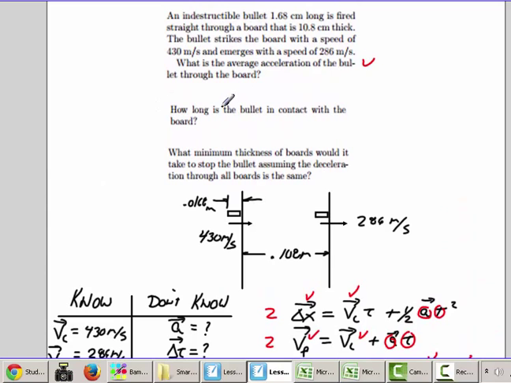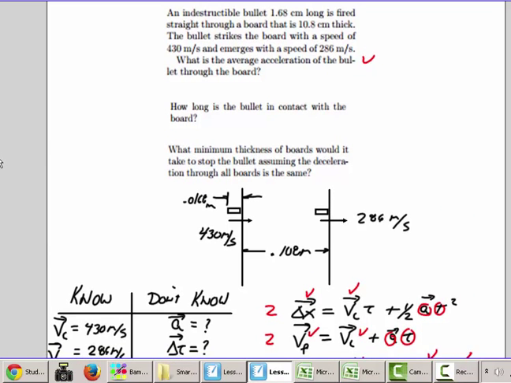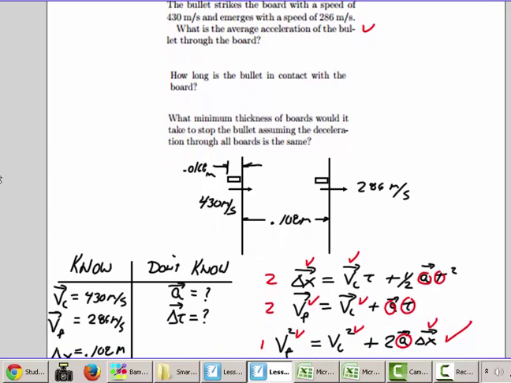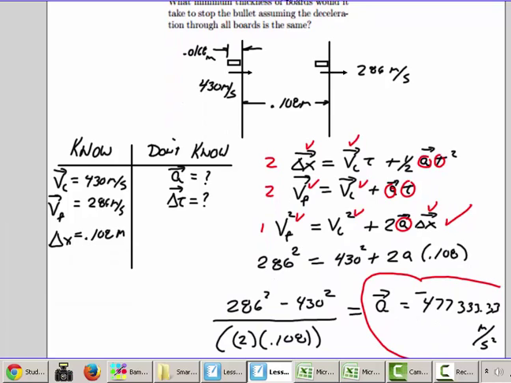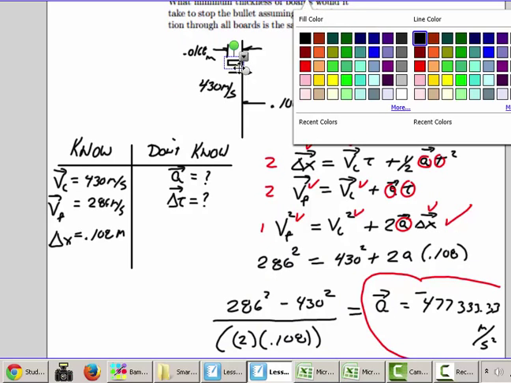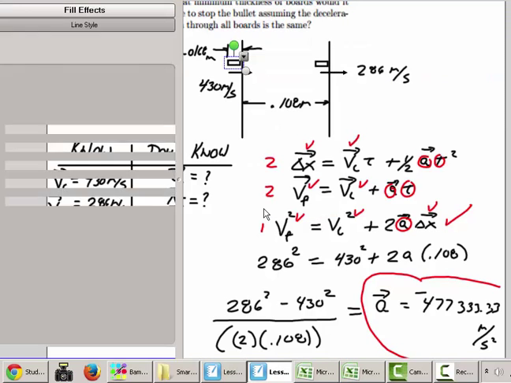The second part said, how long is the bullet in contact with the board? Now this problem's a little confusing. Basically, we want to find out what delta t is. Now if you think about it, let me go ahead and fill this in here and we can kind of talk about it. We'll make the bullet red so you can see it.